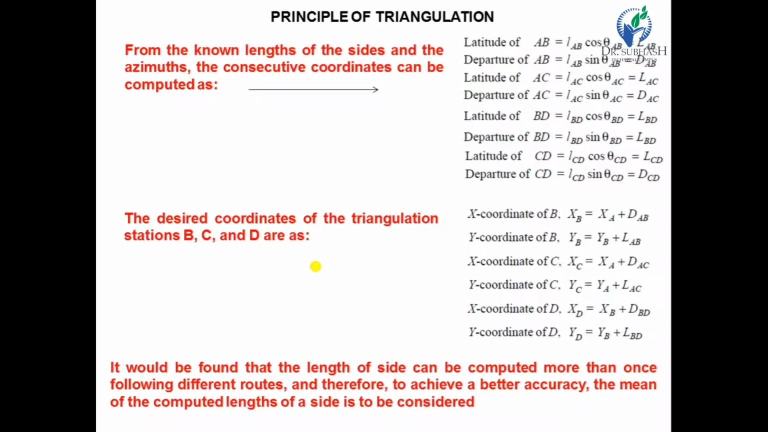So, as per the above formulation, we found that the length of a side can be computed more than once, following different routes, and we are achieving better accuracy. So we are calculating by using the coordinate mode, and we are also calculating by using the length.